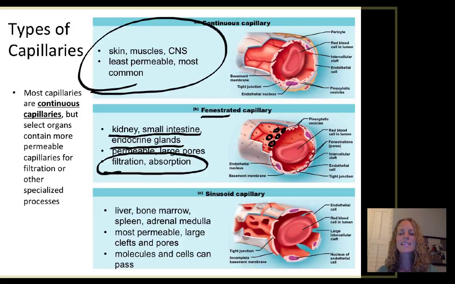We also have sinusoid capillaries, which have even larger permeability openings. These are found in the liver, the bone marrow, the spleen, and the adrenal medulla. They have these large clefts and pores, and larger molecules and cells can pass through these sinusoids. When we get to the kidney and when we get to the liver, we'll talk about the function of the capillaries specifically in those tissues.